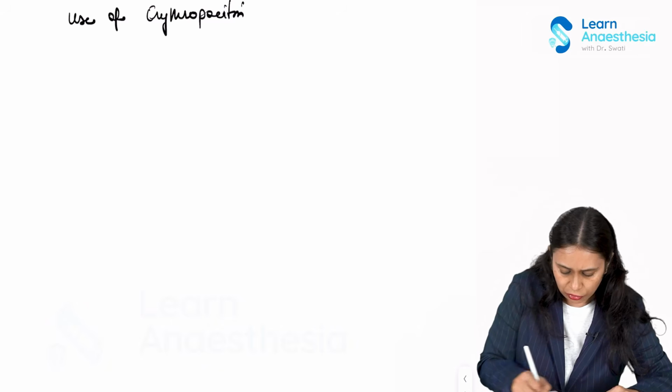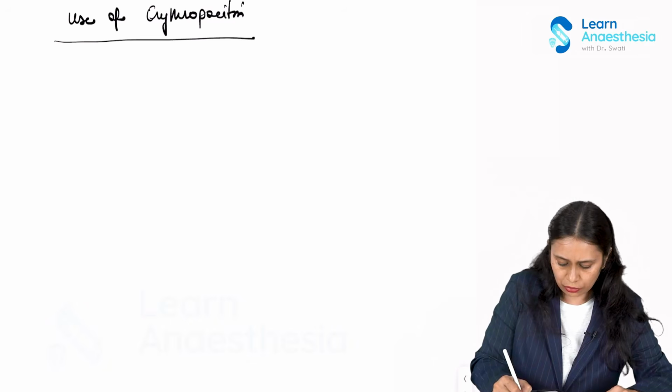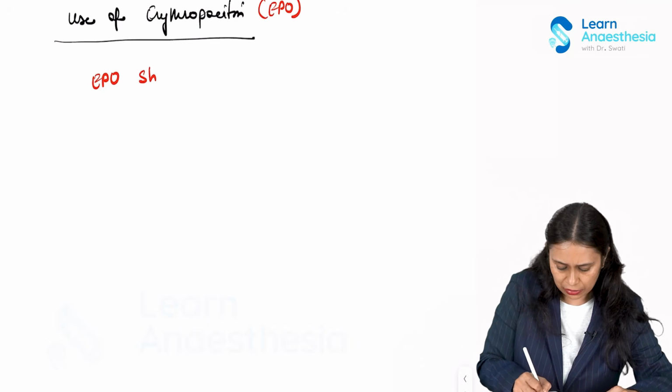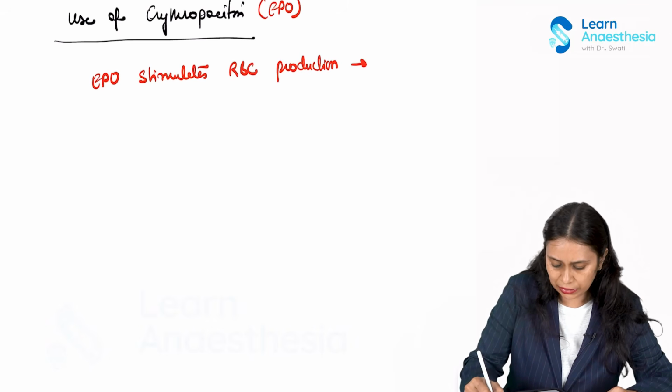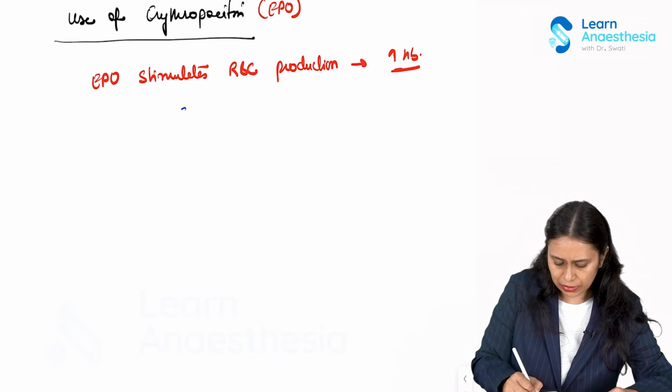Okay. Now, erythropoietin, what does it do? It stimulates the RBC production. So, erythropoietin stimulates RBC production, and this increased RBC production would increase the hemoglobin level. So, when we are giving erythropoietin, it should also be supplemented with iron.